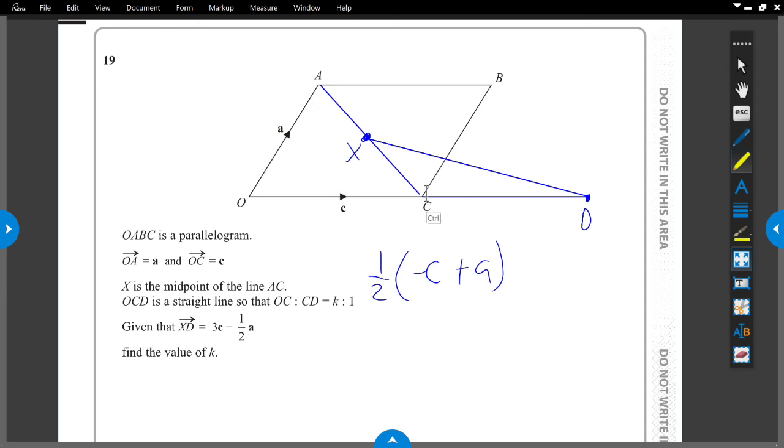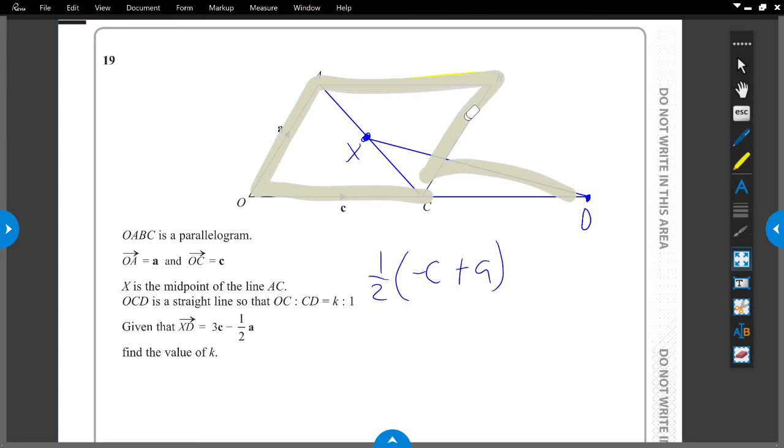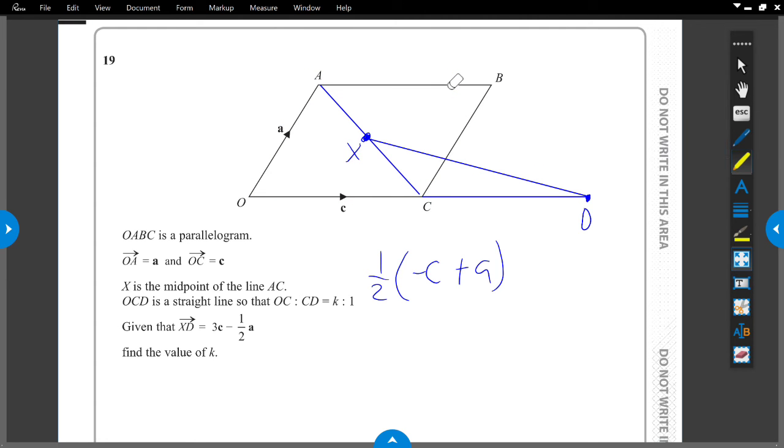Now I picked C to X because to get from C to D, I could go all the way around here if I wanted to, and I would get the same result, but I want to take the shortest path possible, and that's C to X and then X to D. X to D, we're given. So if we add XD on top of this, that's going to be adding 3C minus half A. I'll probably put that in brackets to begin with just to make sure you are doing that correctly. Say for instance you were subtracting that, then that's not going to become negative. That's going to become a positive because you're going to have a double negative there.